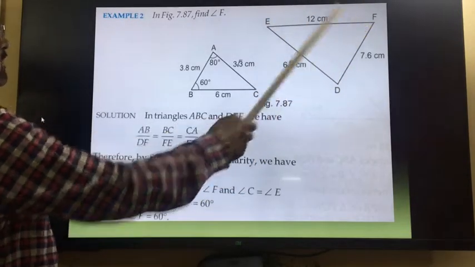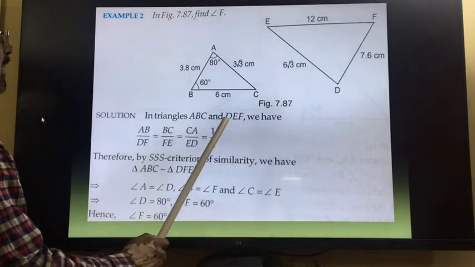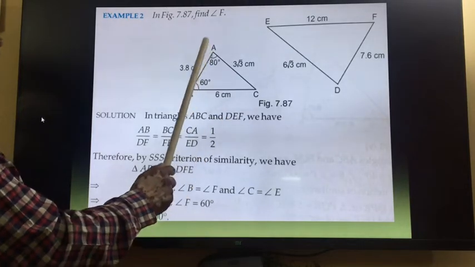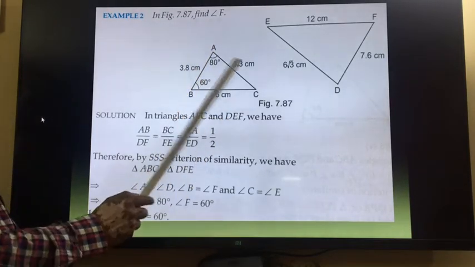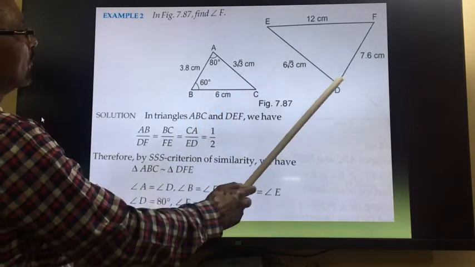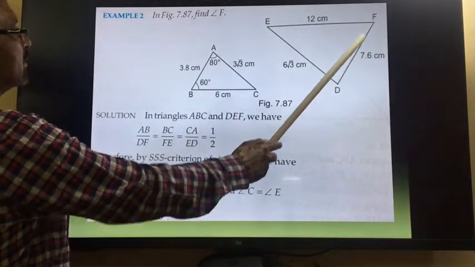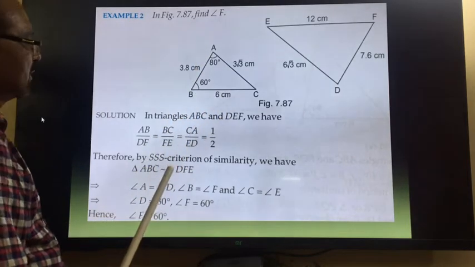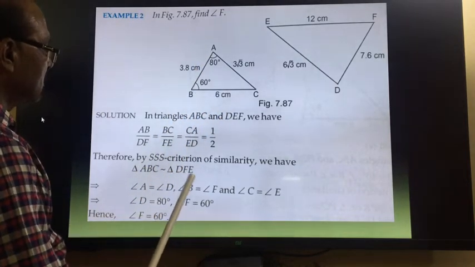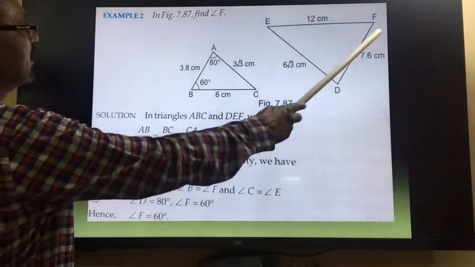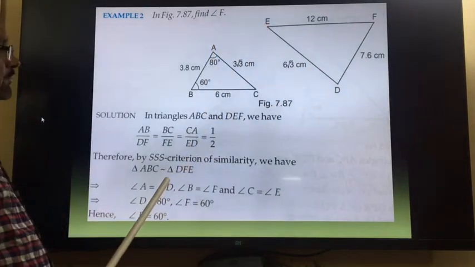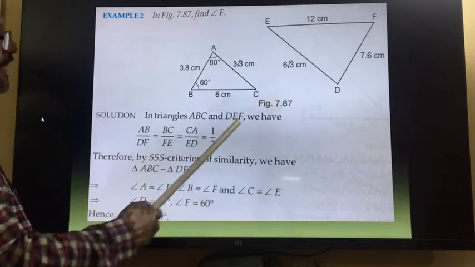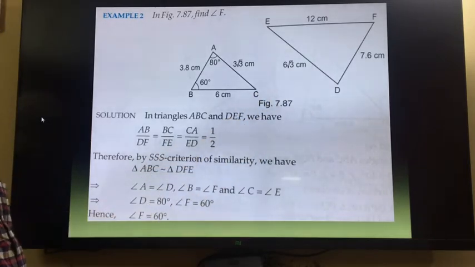So here, actually, there is a problem in the names. Because AB is half of DF, or DF is double of AB. So triangle ABC is similar to, it is not similar to DEF, actually it should be DFE. Right? So on the basis of that, we can say angle F is equal to 60 degrees. So here order is very, very important.